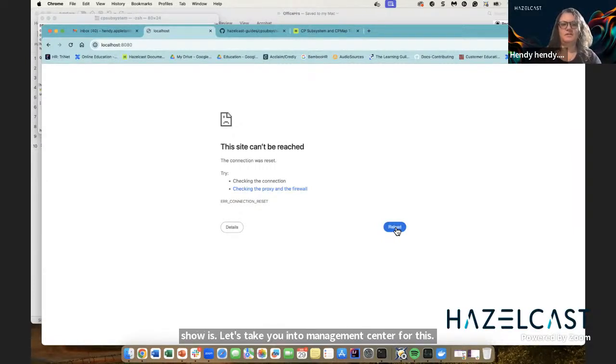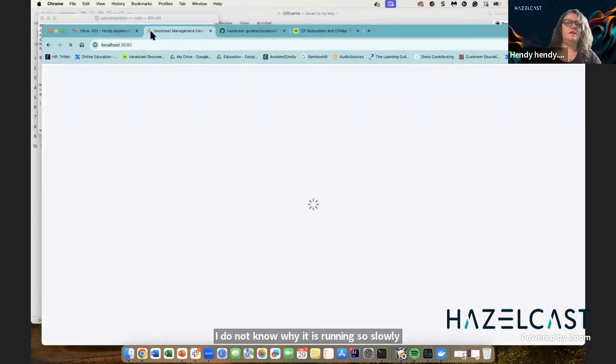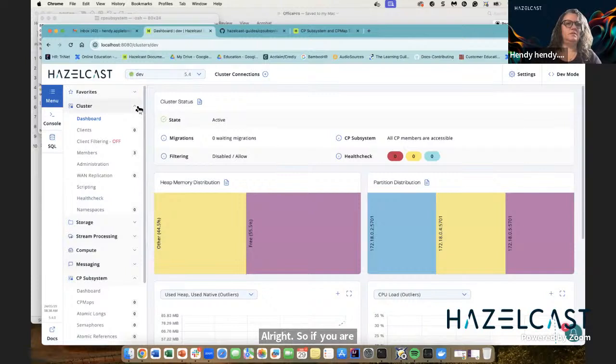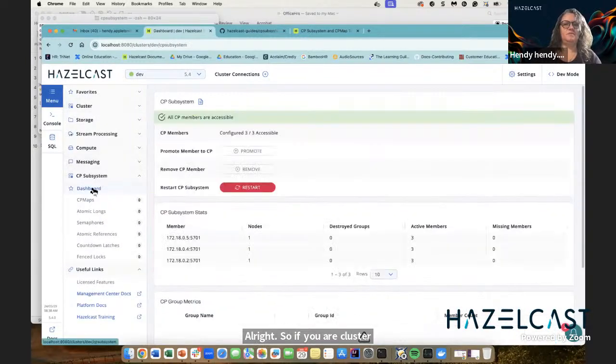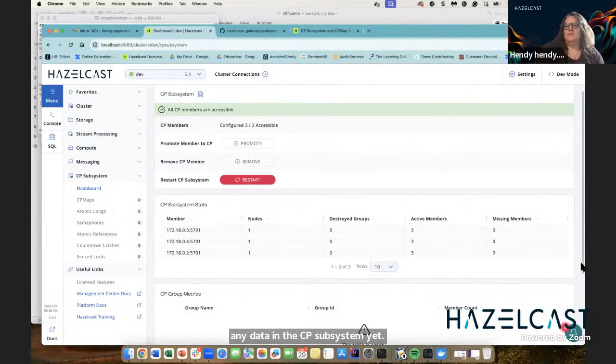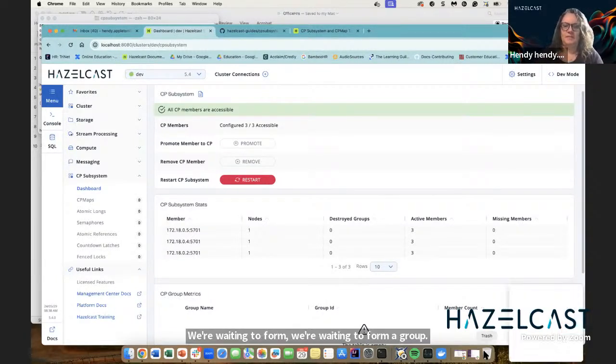I do not know why it is running so slowly. There we go. All right. So if you view our cluster, switch to CP subsystem. So we have a whole dashboard for CP subsystem. All our CP members are available. We don't have any groups set up because we don't have any data in the CP subsystem yet, right? So we're in a holding pattern. We're here, we're ready, we're waiting to form a group and just hold some data.